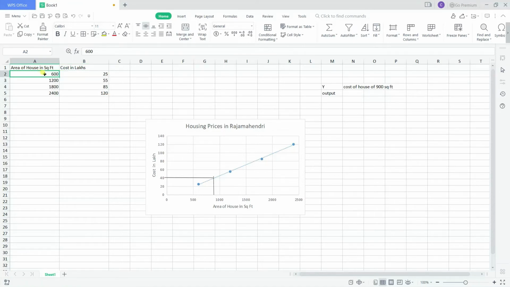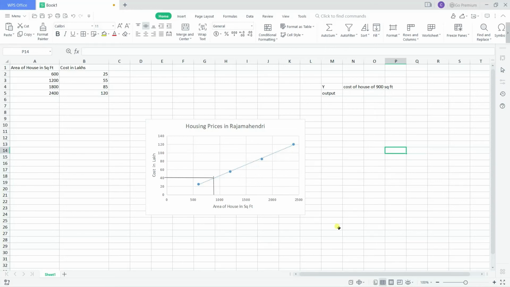We call this data labeled because we already knew the cost of a 600 square feet house should be 25 lakhs, whereas a 1200 square feet house should be 55, and similarly 2400 would be 120 lakhs. So using this information, we are trying to predict the 900 square feet house, and it is projected to be around 40 lakhs. This is how we predict output for a regression problem.